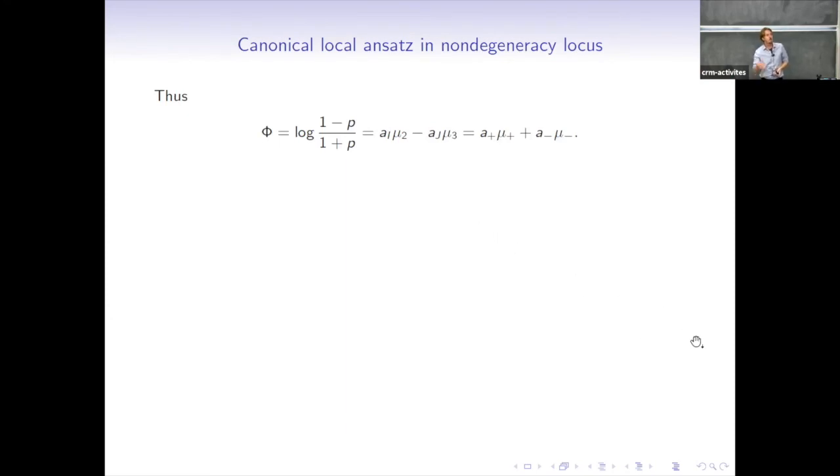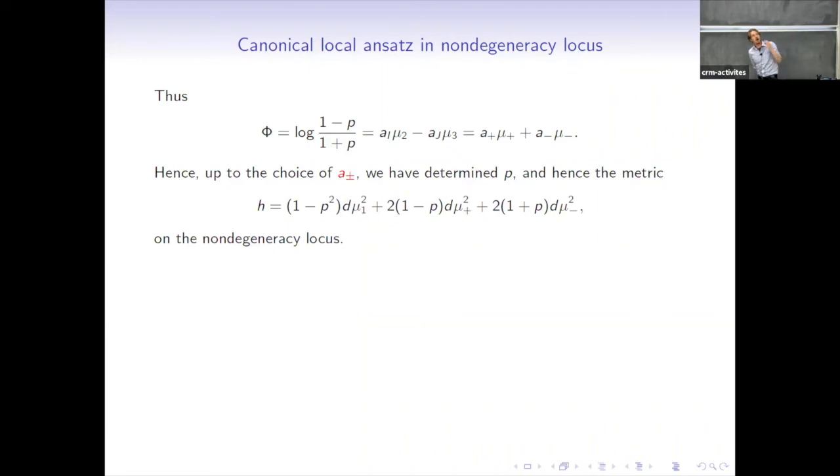In particular, unwinding those definitions, you can express it explicitly in the moment map coordinates. It's just whatever these two constants are, ai mu2 minus aj mu3, and then we define some different constants, a plus minus, with respect to these better coordinates mu plus minus. So Phi is just a linear function of these two moment map coordinates.